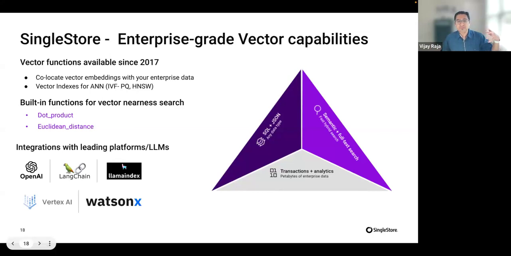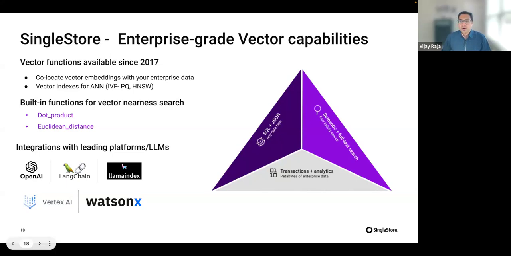And you want to be mindful of this as you're choosing your database or your data platform to start prototyping or start building your next-gen applications. More importantly, last but not least, we also have integrations with leading platforms like OpenAI, LangChain, LlamaIndex, Hugging Face, Vertex AI, and so on and so forth.